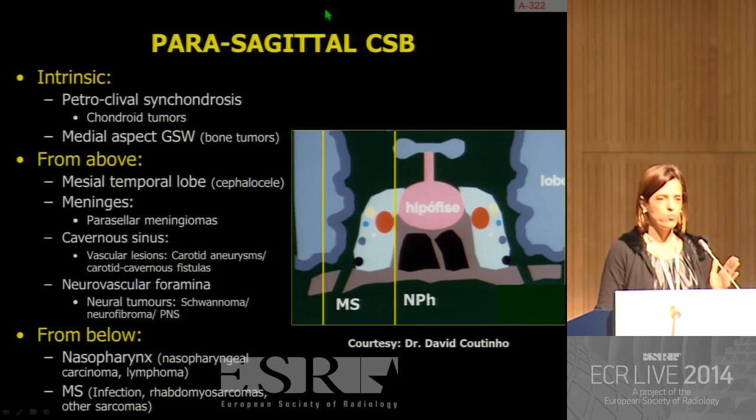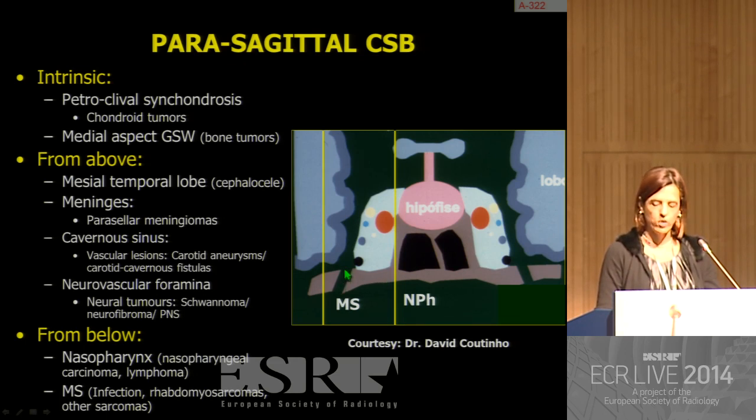So moving a little bit more lateral, so we get into the parasagittal central skull base. What do we have here? We have the greater wing of the sphenoid with foramina, and we have the petroclival synchondrosis. Above, we have the cavernous sinus, we have meninges, of course, and we have the mesial temporal lobe. Below, we have the nasopharyngeal mucosal space, and a little bit more laterally, the masticator space.